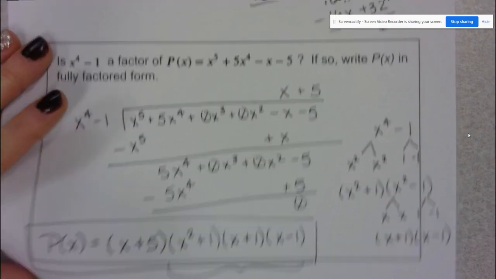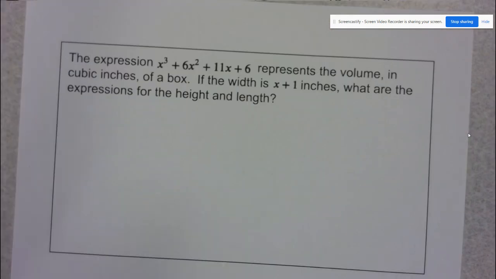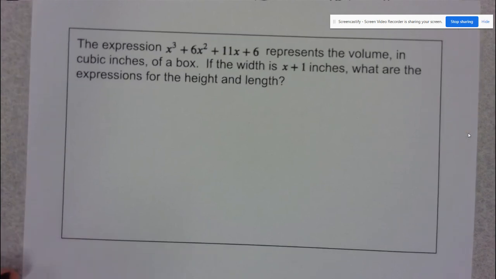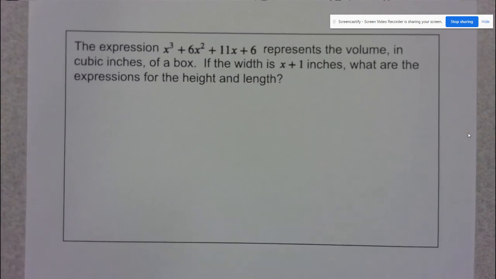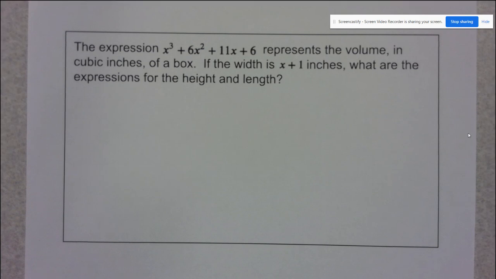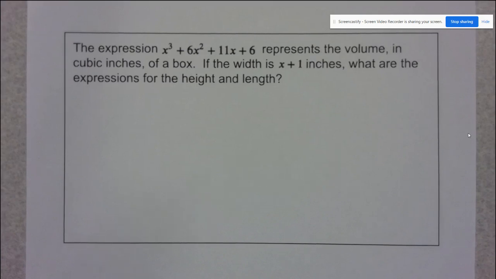All right, we got one more. I have x cubed plus 6x squared plus 11x plus 6, which represents the volume of a box written in cubic inches. We know the width is x plus 1 inches, and our goal is to determine what the height and the length would be. This is going to end up being super similar to our last question.